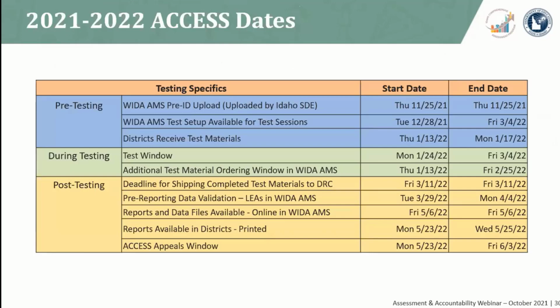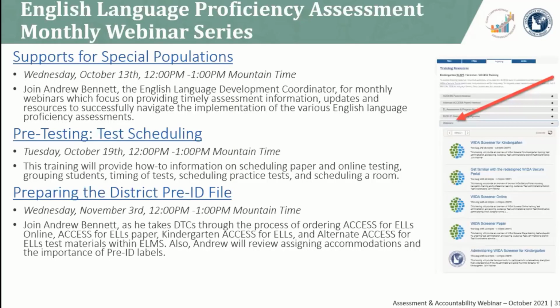This slide outlines the important 2021-2022 Access for ELs dates LEAs should be aware of for the 2021-2022 school year. If you have any questions about these dates, please do not hesitate to reach out. The next action item is to verify and/or modify a student's Access for ELs mode of administration. And again, the Idaho SDE will upload the file to the DOC on November 25th.